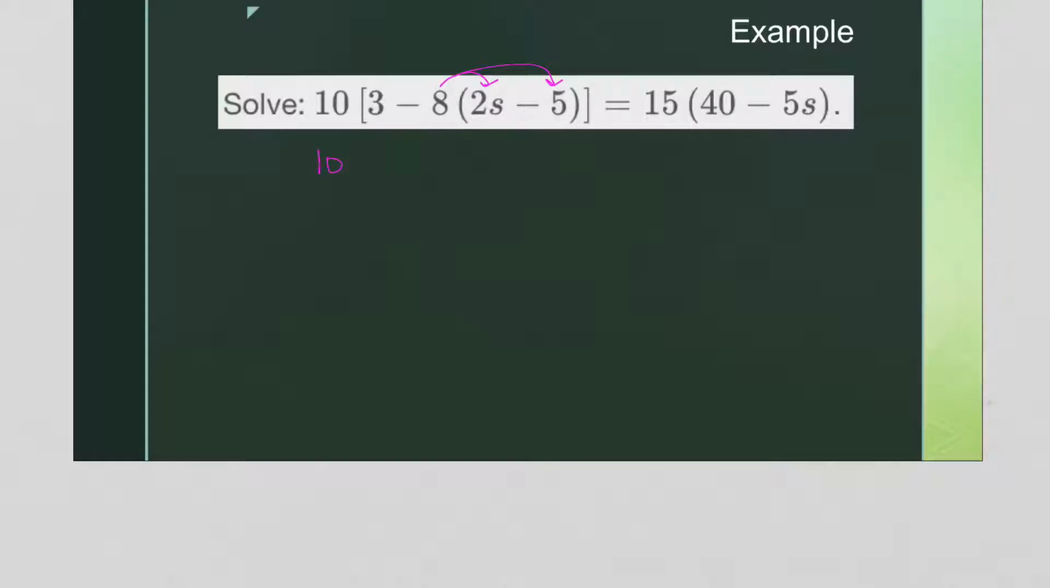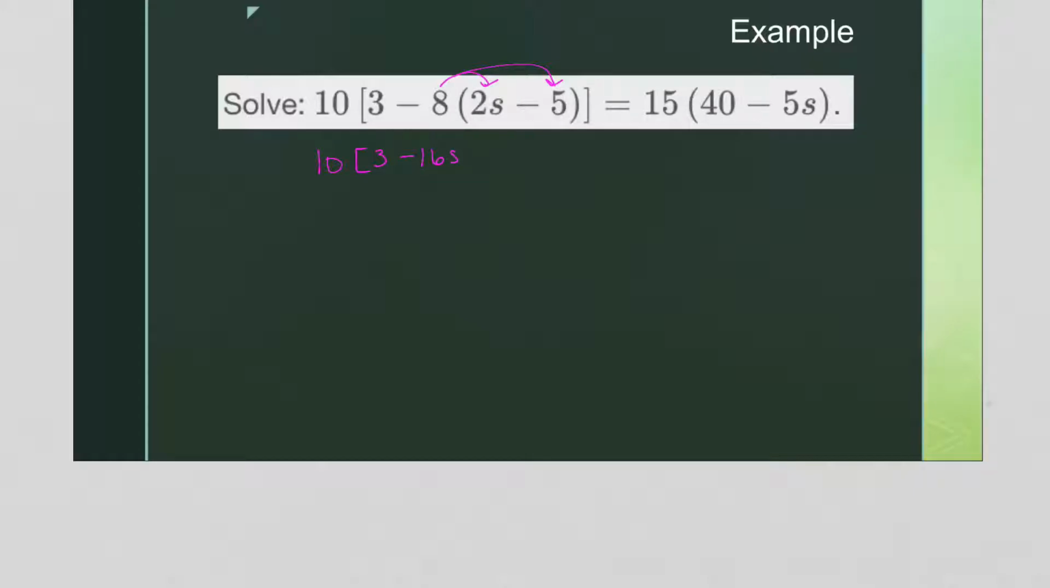I'm just rewriting this 10. I'm going to rewrite that bracket. I'm going to rewrite that 3. Now I'm going to write different stuff. So I've got negative 8 times 2s is negative 16s. Be very careful with that s.